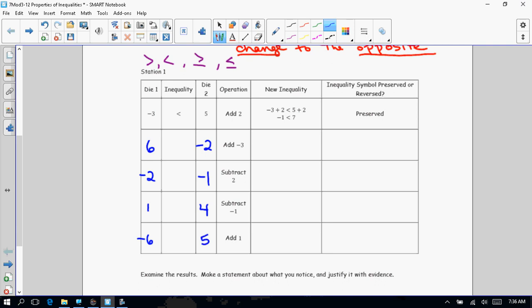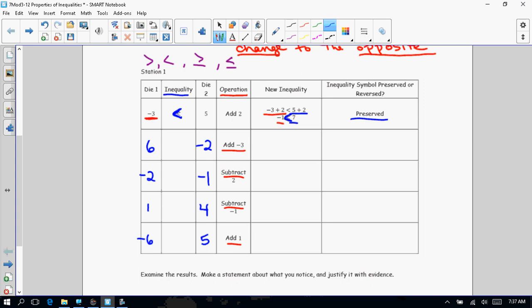And what I want you to do is to put the inequalities in the proper spots here. Then what I want you to do is to follow the operation. So add -3 or subtract 2 or subtract -1 or add 1. I want you to do the new math here, right? So if you'll notice, this was -3 and then +2, and they get -1. And then on this one here, they had 5 + 2, and they got 7. And then just tell me, did the inequality sign, which was less than a minute ago, and it still is less than, it got preserved. It remained the exact same from the original to the new.